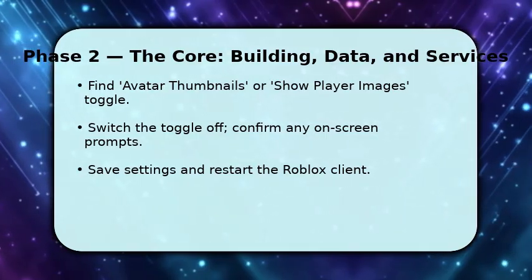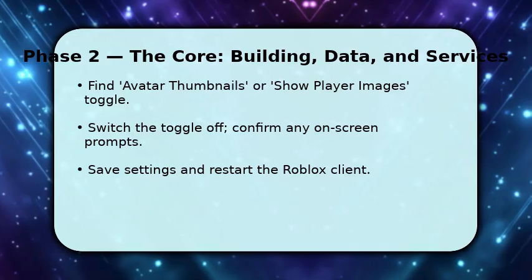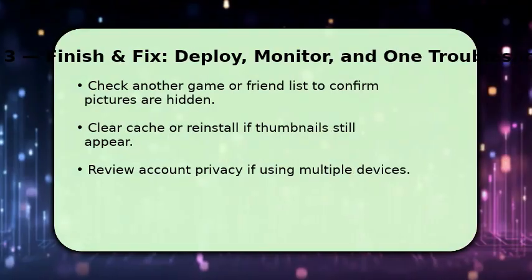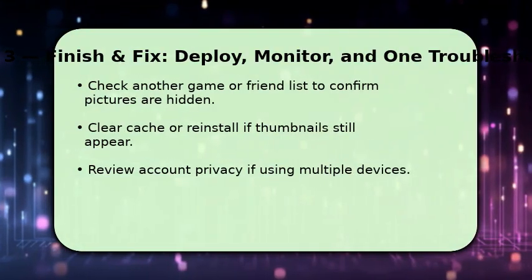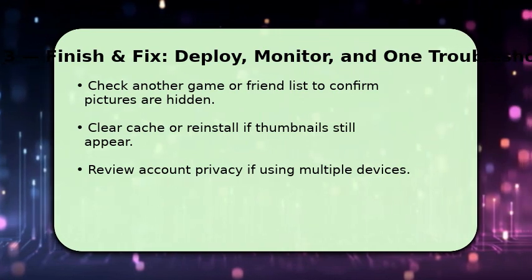After saving, close Roblox fully and restart the app so cached thumbnails are cleared, and the interface reflects the new preference immediately. Finish by verifying that pictures are actually off. Enter a game or open your friend list and look for missing thumbnails.